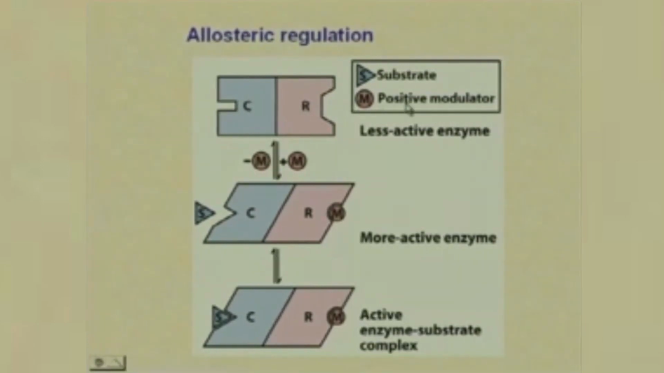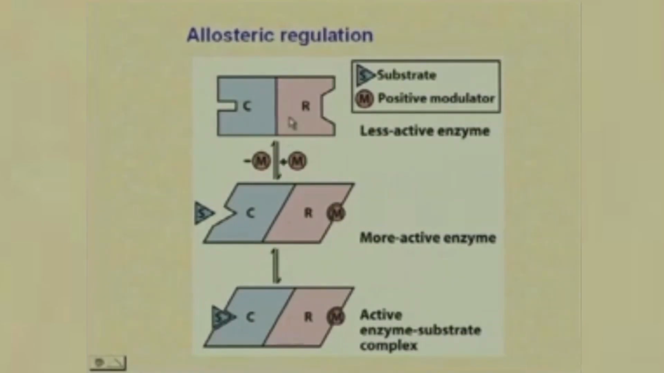As soon as a modulator fits into this, there is an induced fit of this particular subunit that will link to the modulator. Once this linkage occurs, we have a conformational change here. What happens with the conformational change then? This can now accommodate the substrate easier. So initially we had a less active enzyme, we have a modulator that makes a more active enzyme, and then we have the enzyme substrate complex.